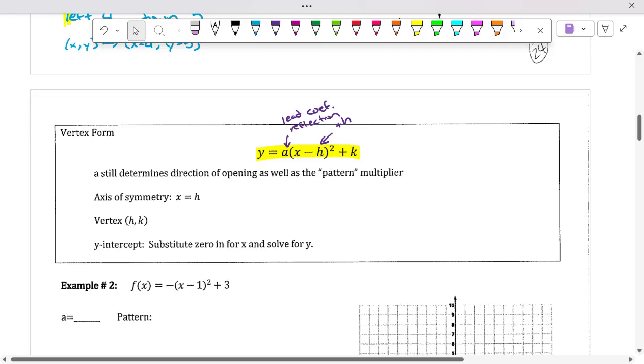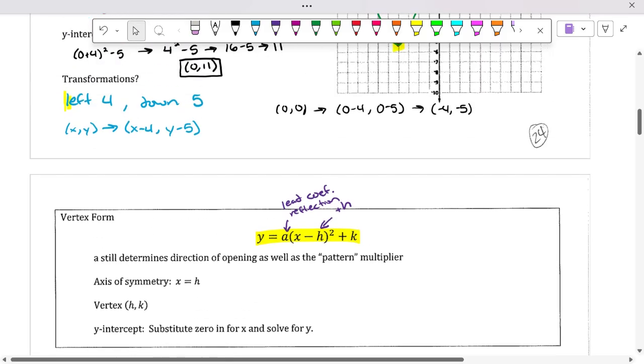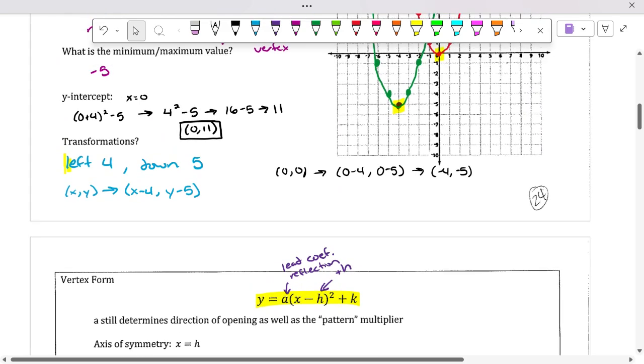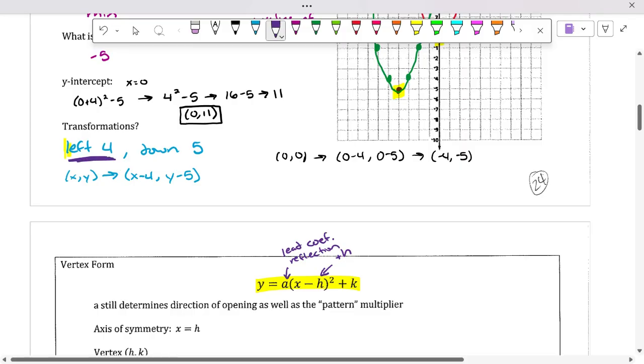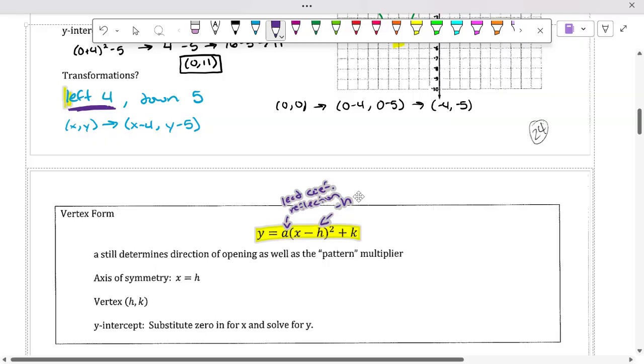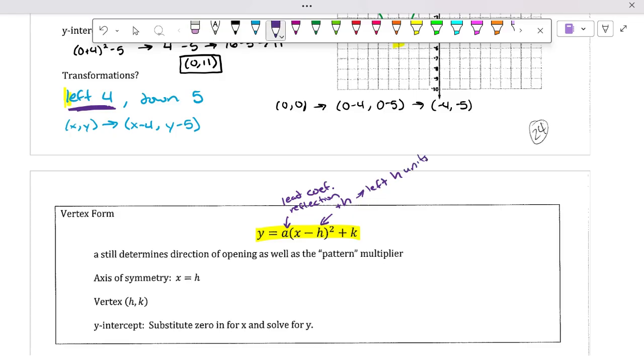what direction do you think you're going to go? Based off of what we did in the last problem, look at the original formula and look at the transformations we got. If I have plus that h value, like for the last one, it was plus 4. What direction did I go in? Not up. We went to the left. So if you have a plus h in your function, that means you're going to the left h units. So what do you think minus will be?